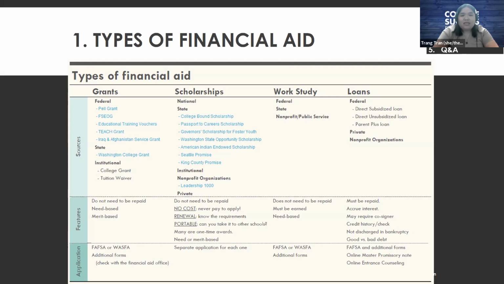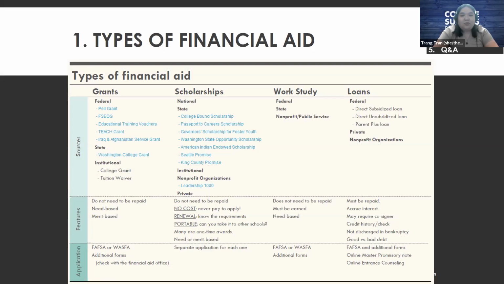With work study, the funds come from federal, state, nonprofit, or public service sources. This type of aid does not need to be repaid, but must be earned and is based on financial need. Students should complete their FAFSA or WASFA applications and any additional forms that may be required from the college or university to apply.